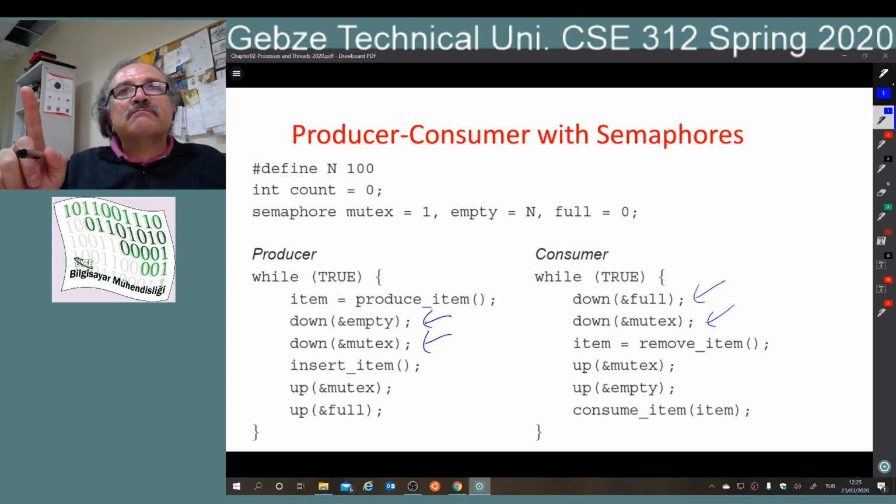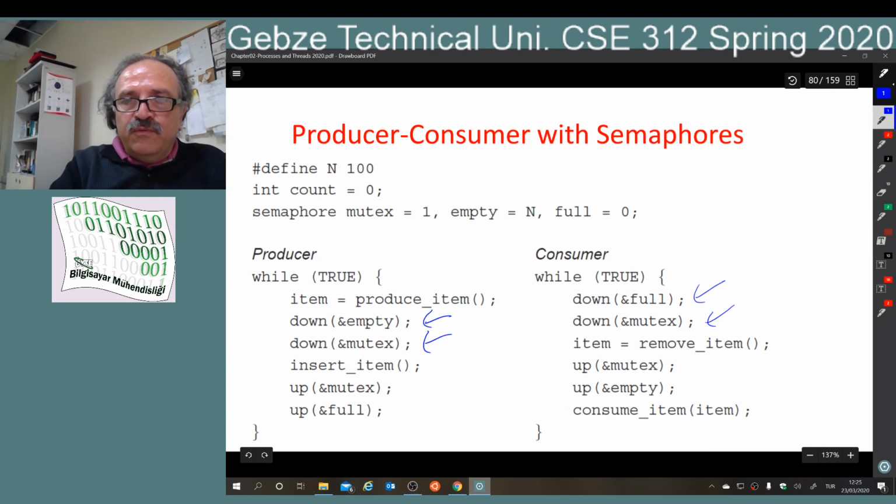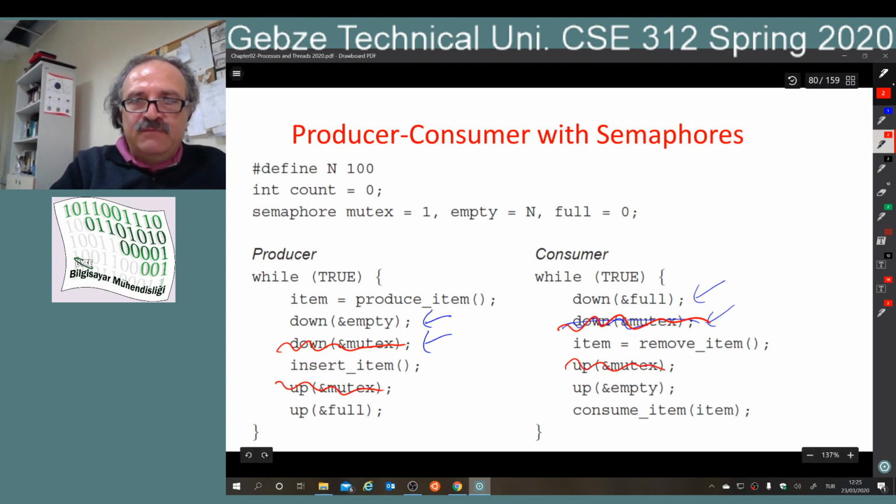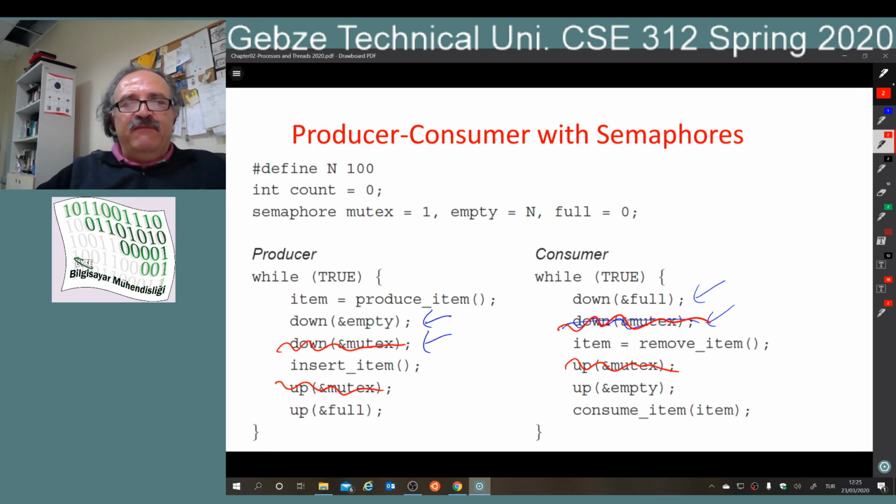Question. If I remove this one, this one, and this one, would it work? Would I have a race condition in this example? I don't understand what the up and down function does.